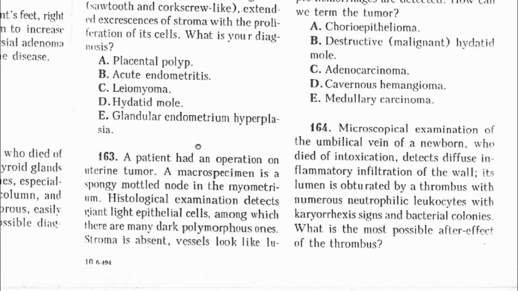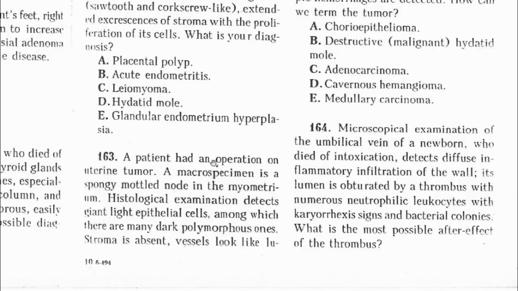63. A patient had an operation on the uterine tumor. A macrospecimen is a spongy mottled node in the myometrium. Histological examination detects giant light epithelial cells, among which there are many dark polymorphous ones.